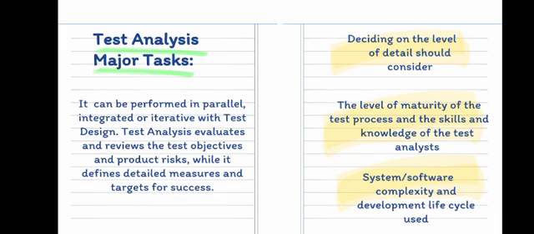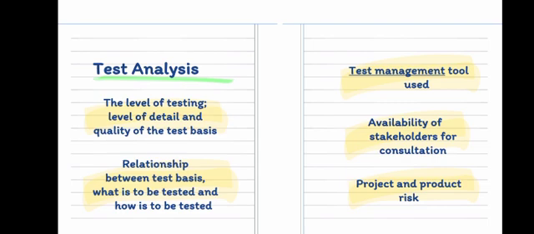Test analysis major task. It can be performed in parallel, integrated, or iterative with test design. Test analysis evaluates and reviews the test objectives and product risk, while it defines detailed measures and targets for success. Deciding on the level of detail should consider the level of maturity of the test process and the skills and knowledge of the test analyst, system or software complexity and development life cycle used, the level of testing, level of detail and quality of the test basis, relationship between test basis, what is to be tested and how is to be tested, test management tool used, availability of stakeholders for consultation, and project and product risk.